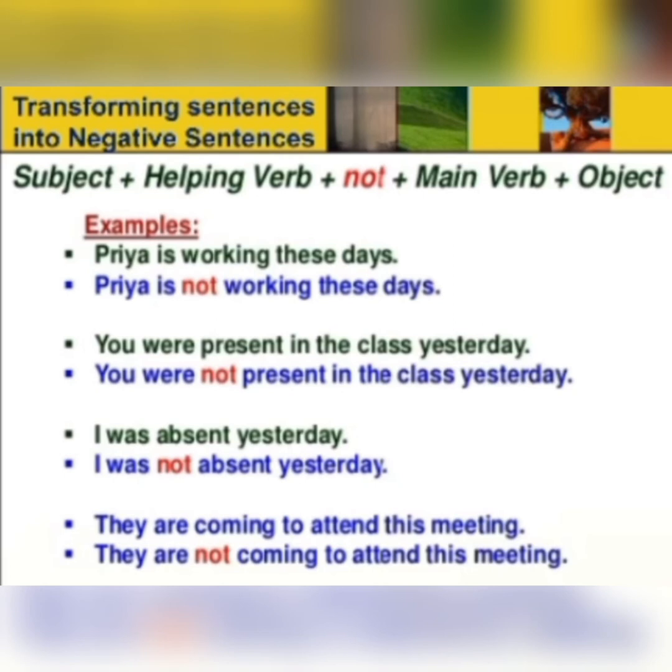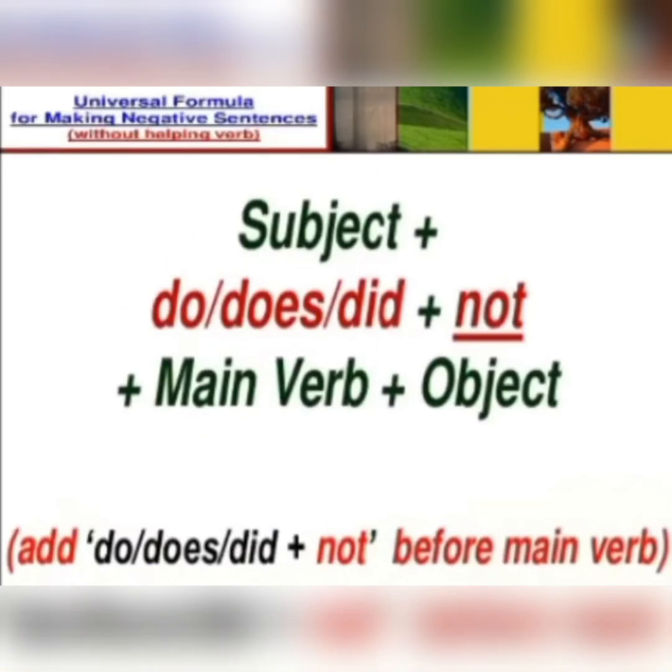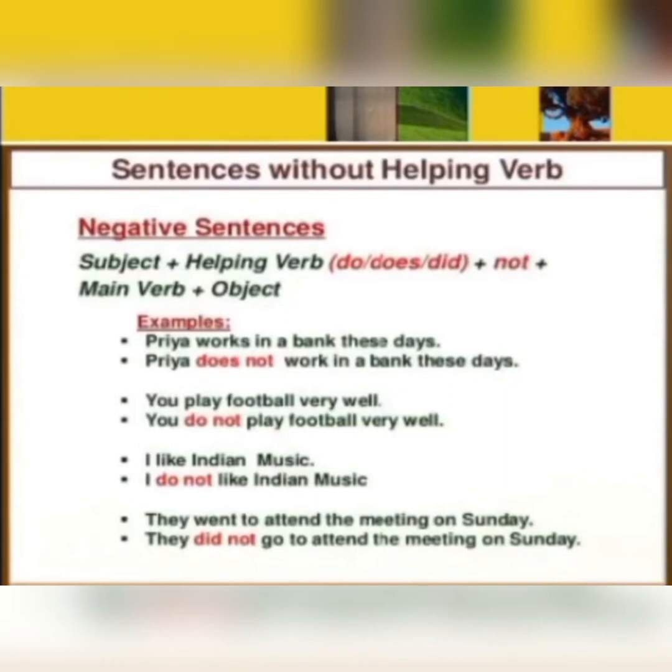I hope you all have understood how to convert a sentence with a helping verb into a negative sentence. Now let's look at the sentences where we don't have the common helping verbs. There we will take the help of do, does or did. So we will add do, does or did plus not before the main verb. Let's look at the examples.